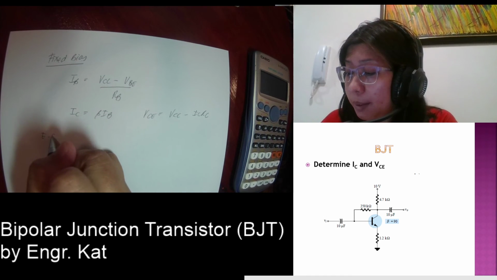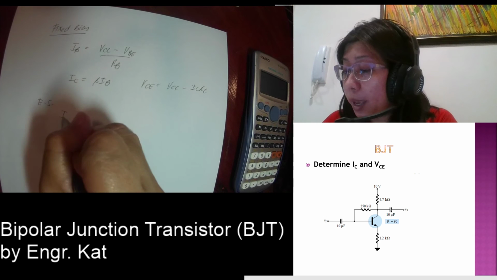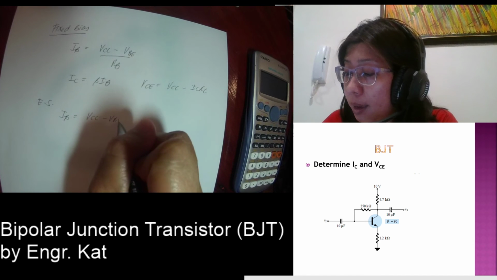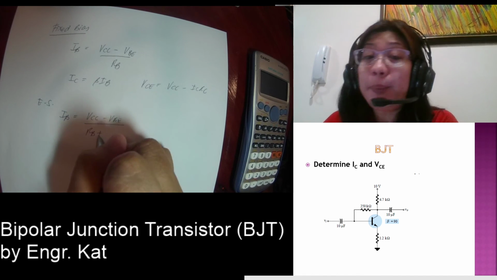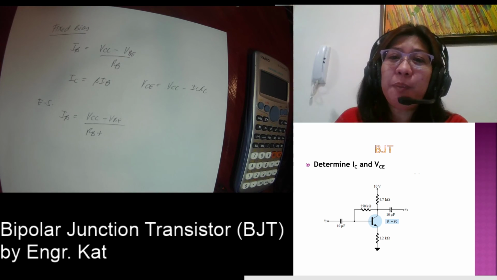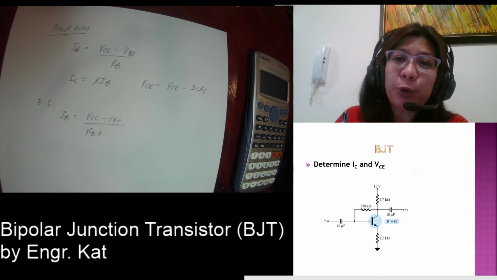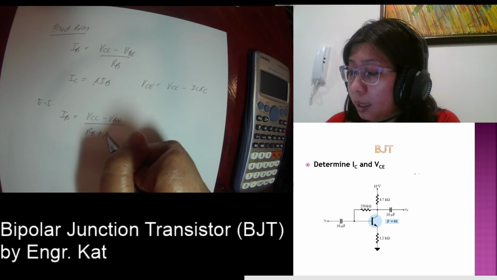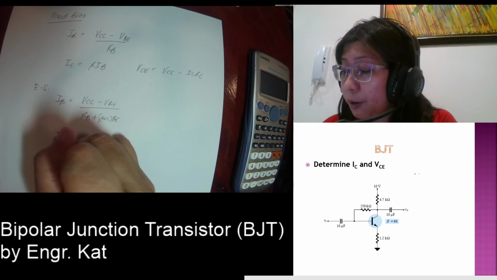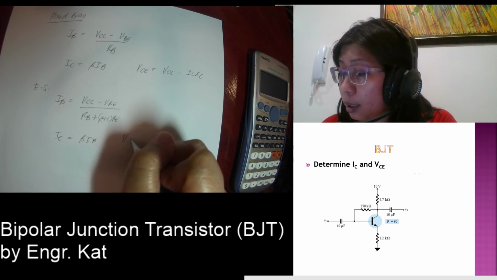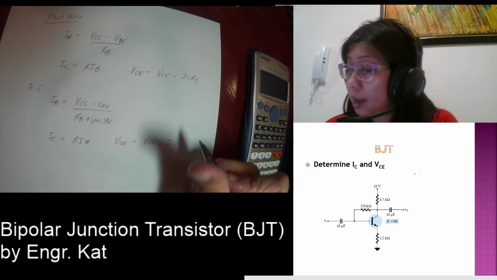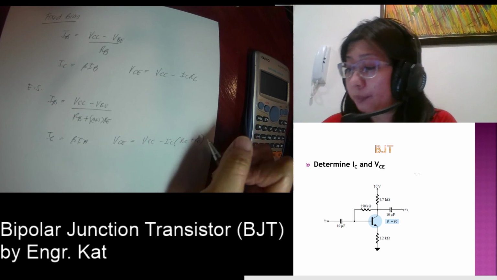For the emitter stabilized configuration, we have an additional RE. So you have your VCC minus VBE all over your RB plus your RE, but it is the input resistance which is being amplified or increased by a factor equivalent to beta plus 1. So it will be beta plus 1 multiplied by your RE. Upon solving for IB, you can solve for IC, which is beta IB, and then you can solve for VCE, which is equal to VCC minus IC, since we already have RE, times RC plus RE.